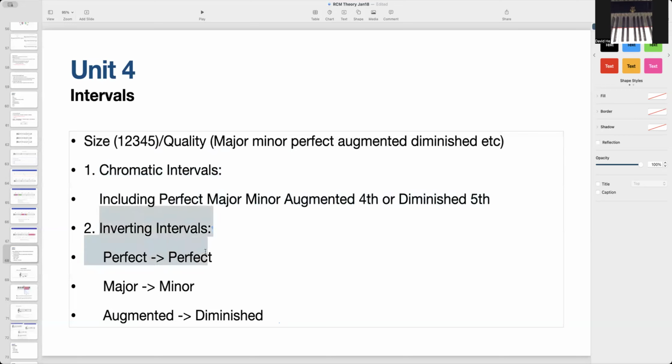In terms of inverting intervals, basically you just change the direction. For example, if they play a C and an E together, that is the original interval. Then the inversion is E and a high C. Basically it goes from one direction to the other. In total, it's going to be an octave.